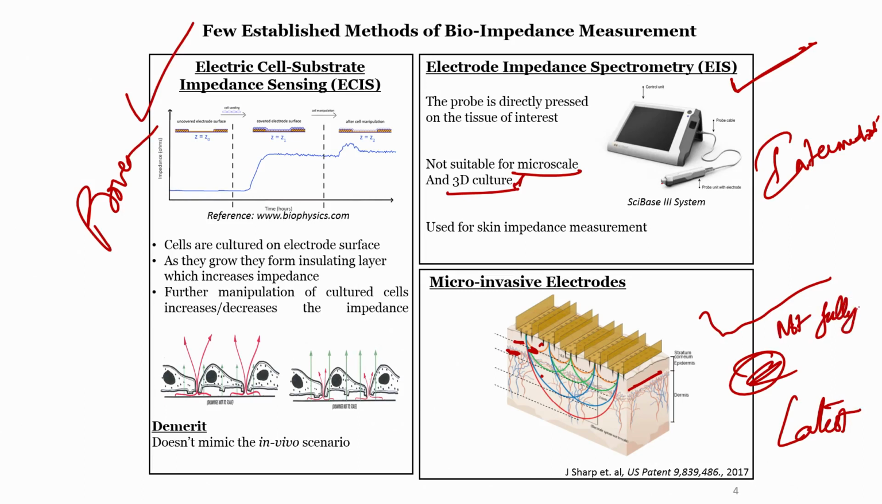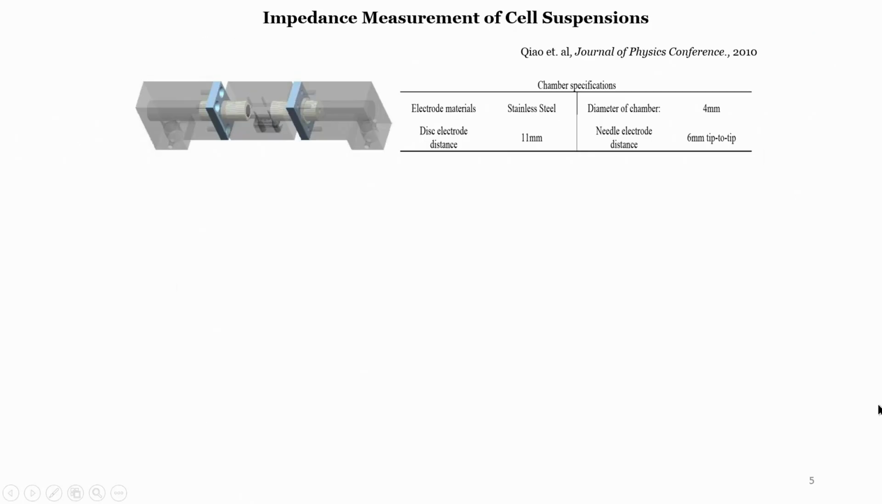Not fully proven or not fully utilized. So we wanted to show you the different spectrums of equipment that are used for bioimpedance measurement. That is why we went through this part. Now the obvious question that you will ask is, what would happen if we are able to measure the individual impedance of a single cell?